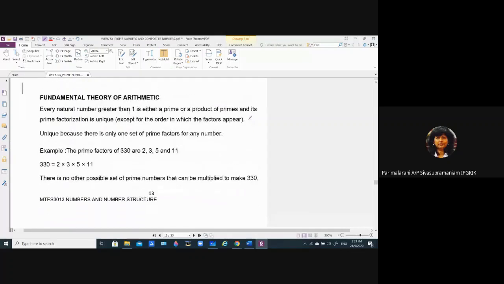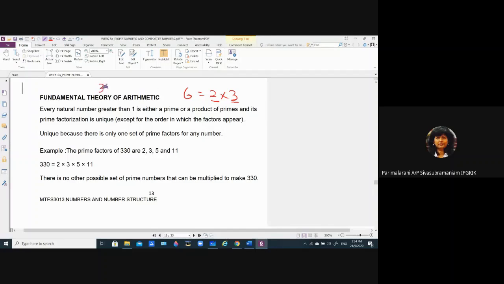Fundamental theorem of arithmetic, and this is just a few lines on here. Every natural number greater than 1 is either a prime or a product of primes. That means any number, you can write it as a product of primes. Say 6. 6 is 2 multiplied by 3. These are both prime numbers.